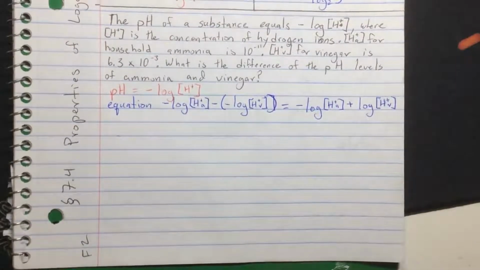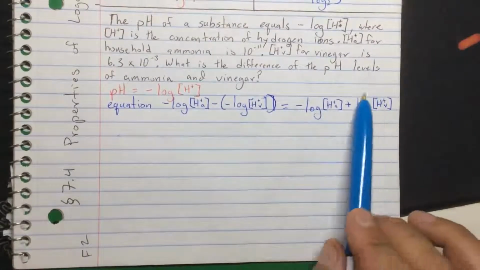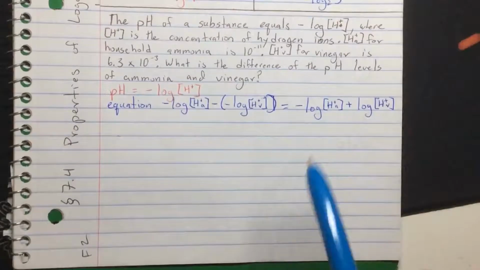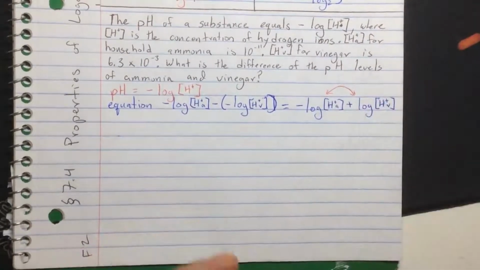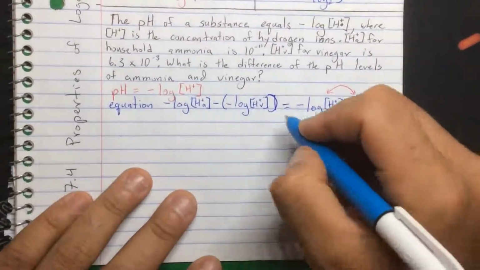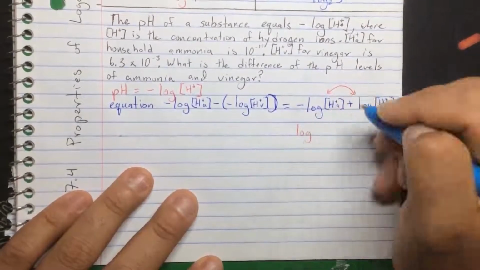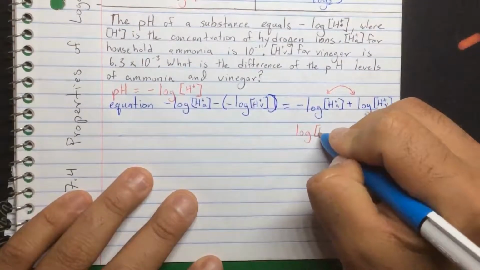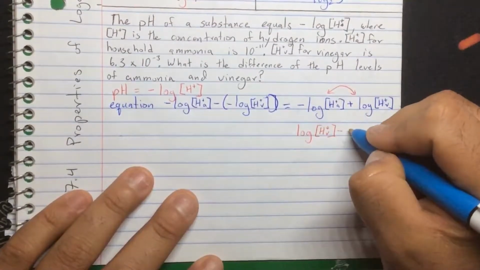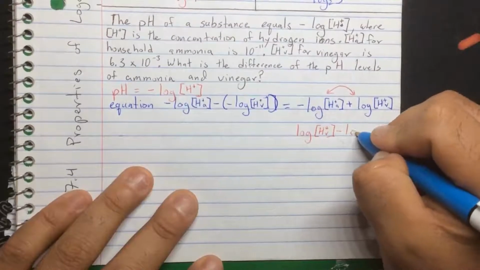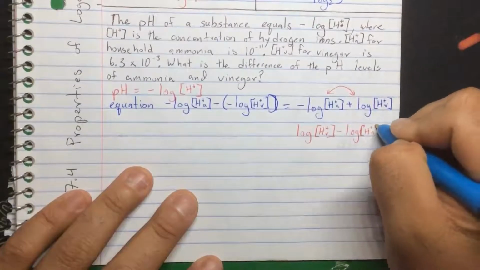Lucky for us, this is addition, so we can actually switch these. This one would be in the front because it is positive, and this one would be in the back since it's negative. We're just switching the position, which we can do because it's basically adding. This is now going to look as a log, and we're going to write this one first: the log of H positive of vinegar minus the log of H positive of ammonia.